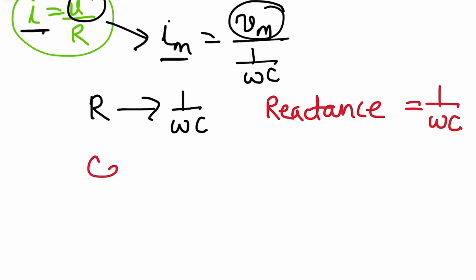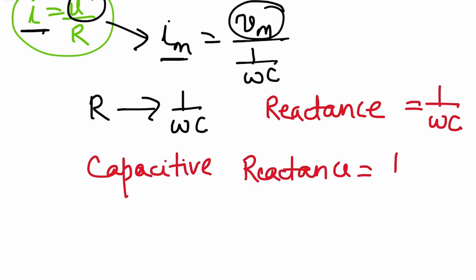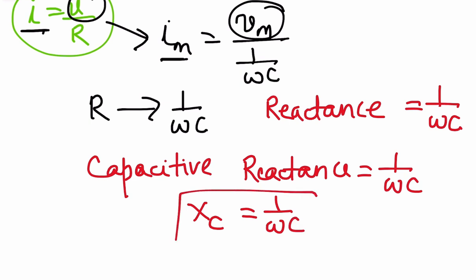Capacitive reactance is equal to 1 by omega c. That is, X is the symbol of reactance. Xc is equal to 1 by omega c. We got the resistance or reactance of the circuit. Now let's go back to our current equation, because we need to write the current equation substituting this.